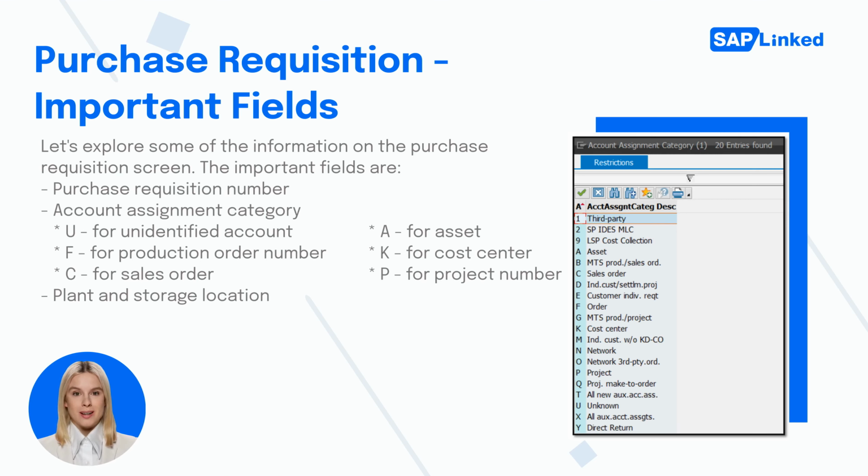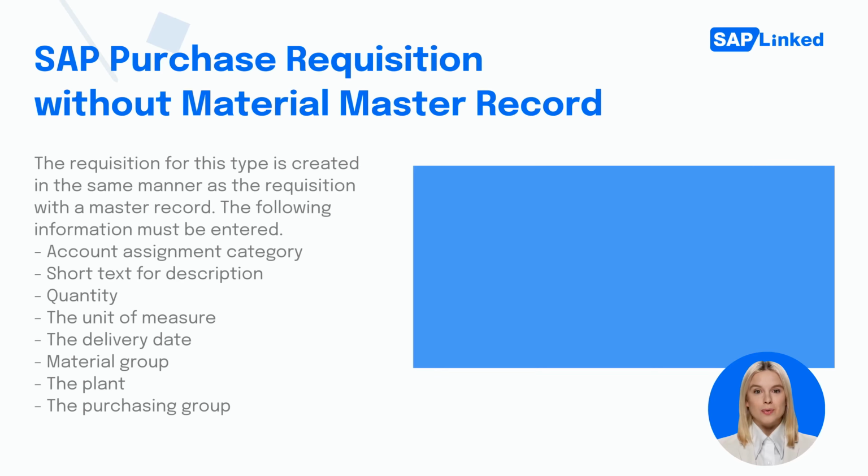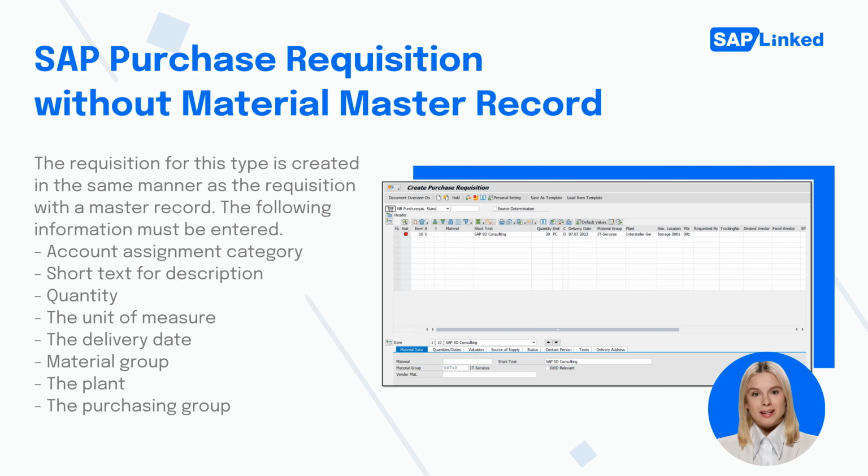If required, you can assign the source of supply or save the purchase requisition without vendor assignment. The purchase requisition without material master data is created in the same manner as the requisition with a master record. However, since there is no material master record for the good or service, the following information must be entered: account assignment category, short text for description, quantity, the unit of measure, the delivery date, material group, the plant, the purchasing group.